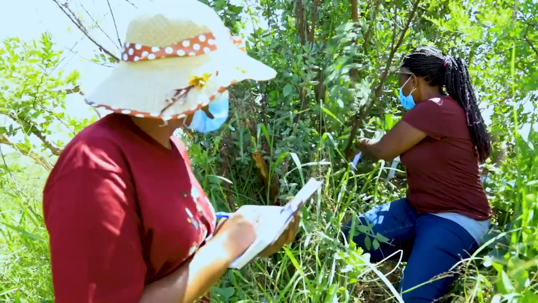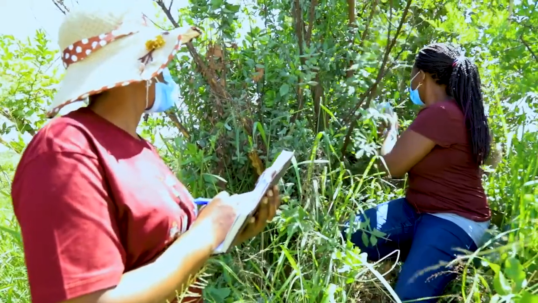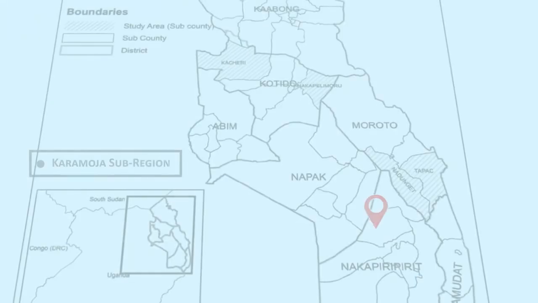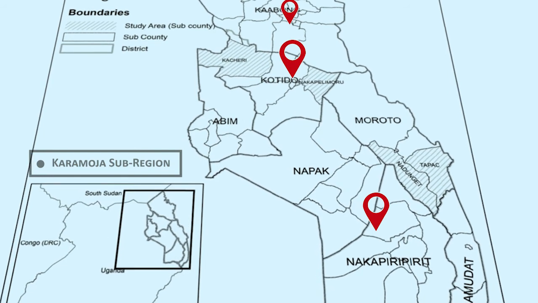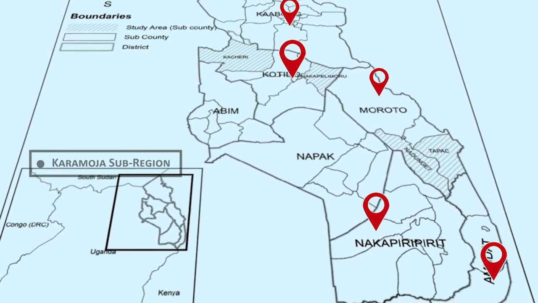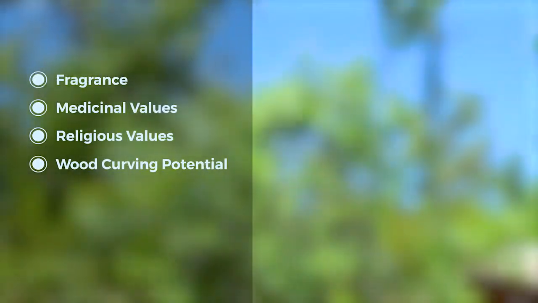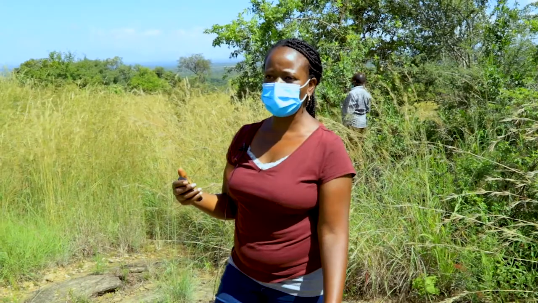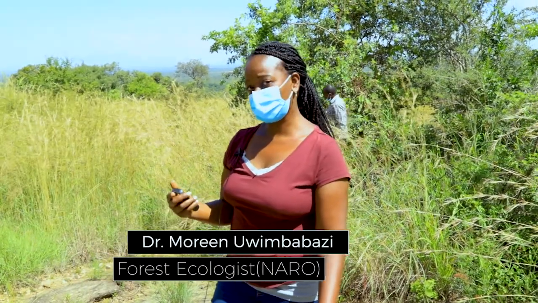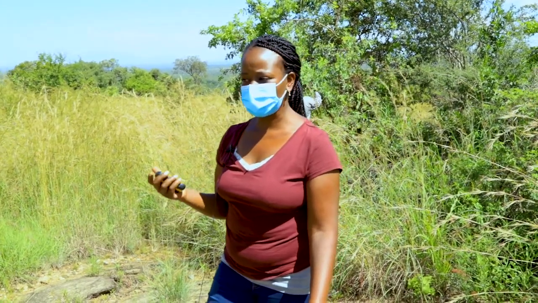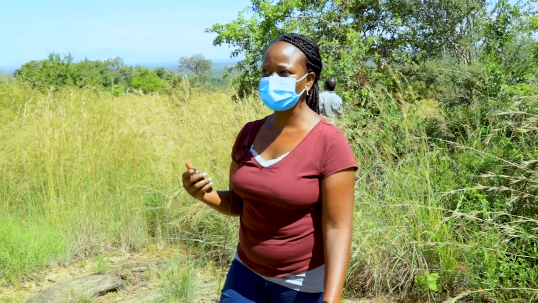In Uganda, sandalwood has been mainly recorded in Karamoja sub-region districts of Nakapiripirit, Kotido, Kaabong, Amudat, Moroto, and around Mount Elgon in Bukwo, Kapchorwa, and Kween. Sandalwood over the years has been traded for its fragrance, medicinal value, religious value, and wood carving potential. Apparently, it has good perfume oil in the heartwood and in the roots. So when they're logging it or when they harvest it, they actually uproot the whole tree because the concentration is high in the roots and in the stem.